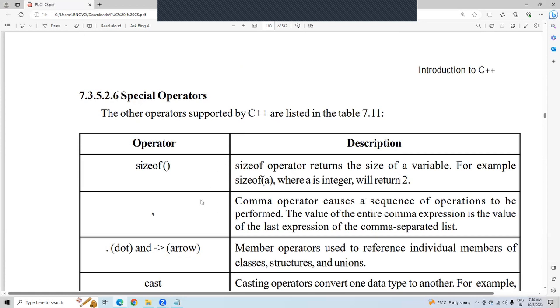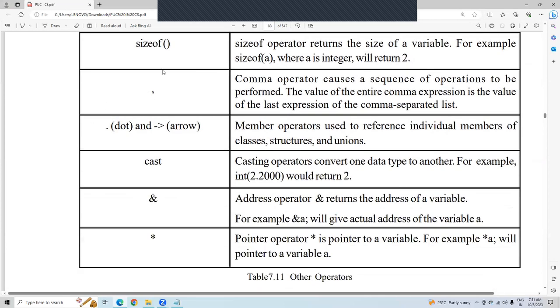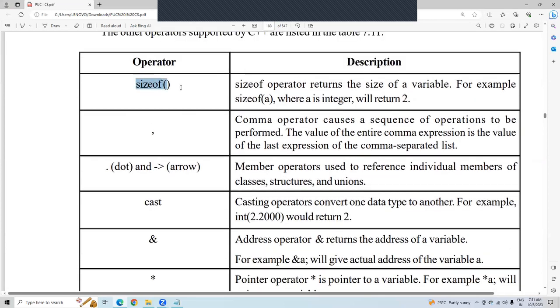And the special operators: sizeof. Sizeof is an operator, even though it is in letters, which is going to tell you how many bytes of memory are required to store a particular type of value. Suppose I'm saying sizeof A, if A is an integer, it will return 2, saying that this variable A, which is of type integer, requires 2 bytes of memory. So this is used in complex programs to calculate the memory requirement for a particular array, structure, strings, and all.